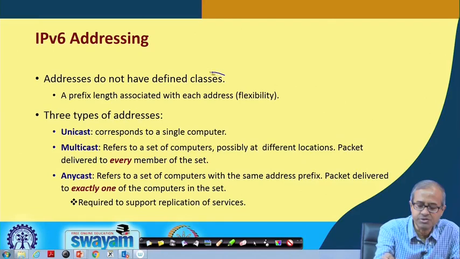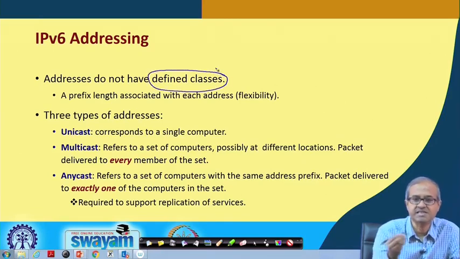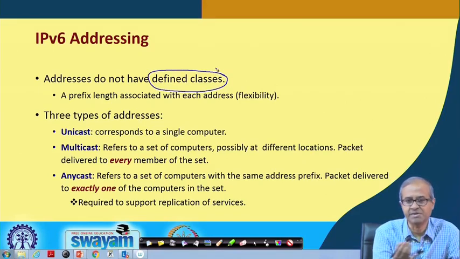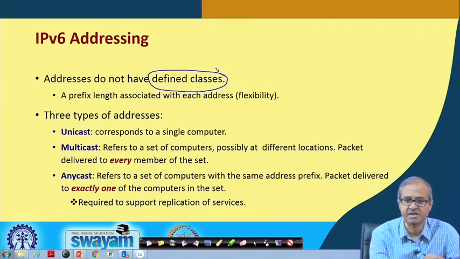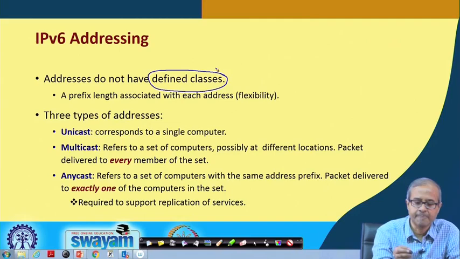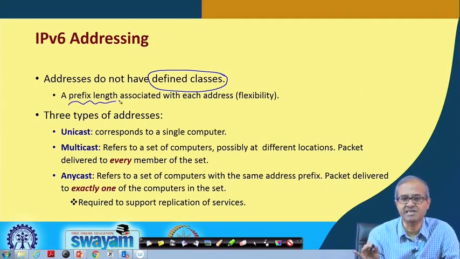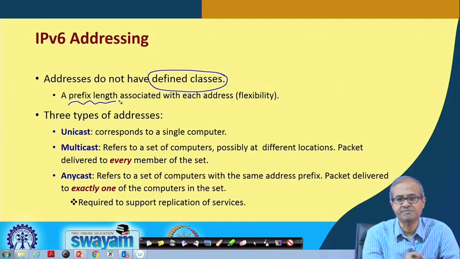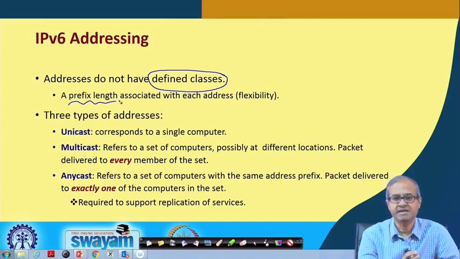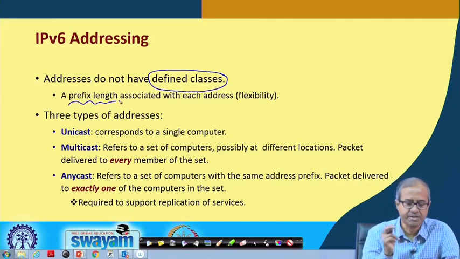Here there is no concept of classes, just like in IP version 4, where there were class A, B, C, D, E. Here there is no concept of address class; it is classless. You specify a prefix length, very similar to CIDR, classless inter-domain routing, that is how many bits you will use for the network and how many bits for the host, and that introduces a lot of flexibility.